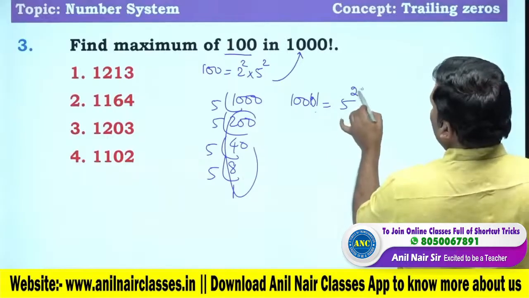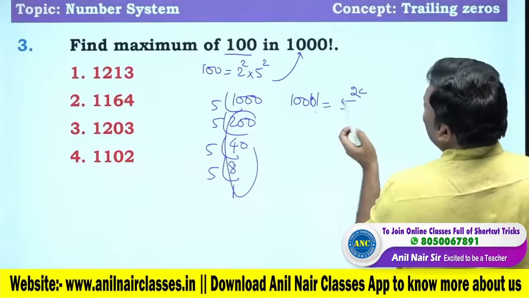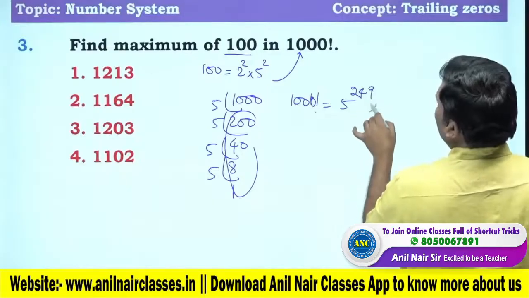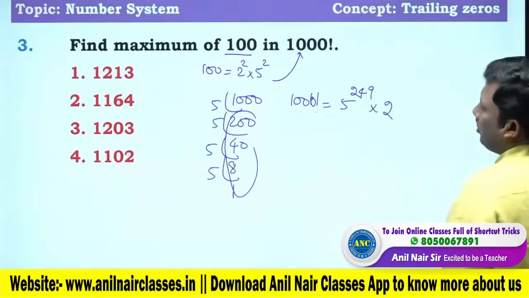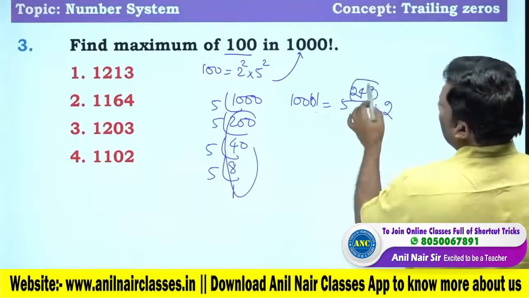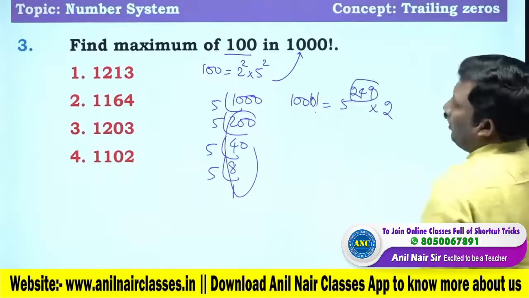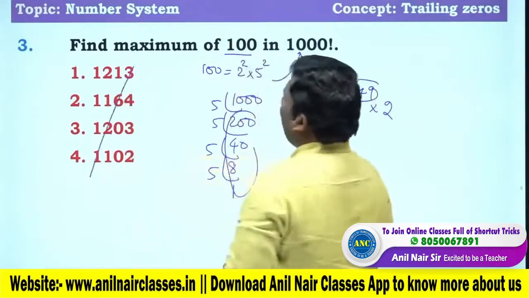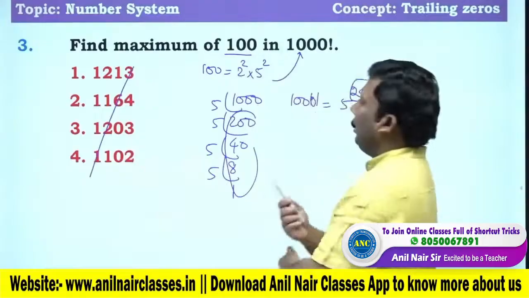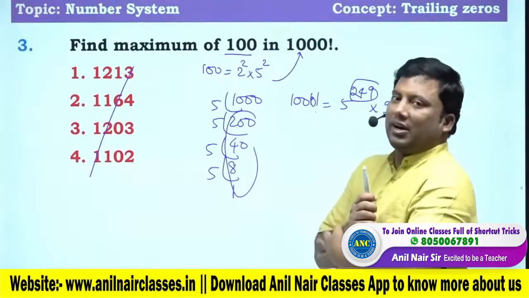248. 240, 248, 249. Anyway, the answer is 249. This cannot be. Find the maximum of 100 in 100 factorial.